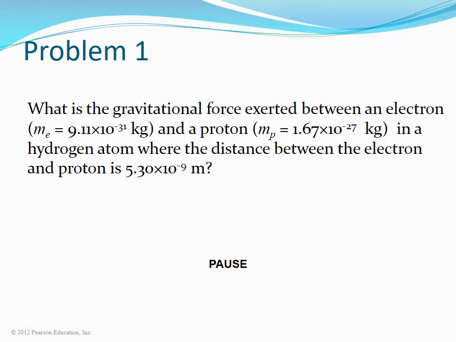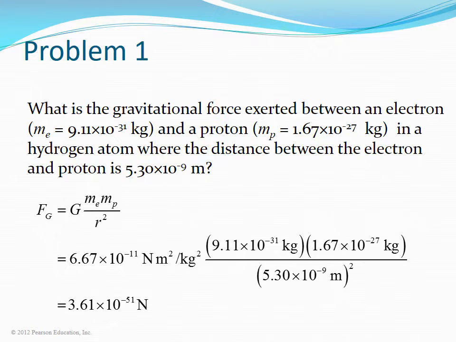What is the gravitational force exerted between an electron of mass 9.11 times 10 to the minus 31 kilograms and a proton of mass 1.67 times 10 to the minus 27 kilograms in a hydrogen atom where the distance between the electron and the proton is 5.30 times 10 to the minus 9 meters? Pause the video to work on the problem. Using Newton's law of gravity, the answer is 3.61 times 10 to the minus 51 newtons.